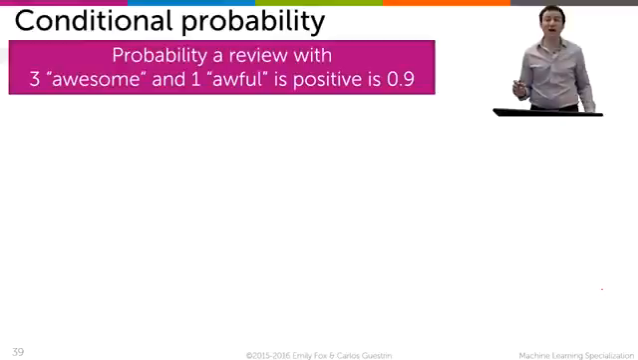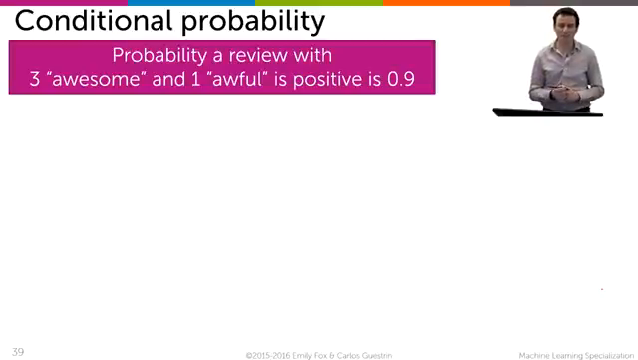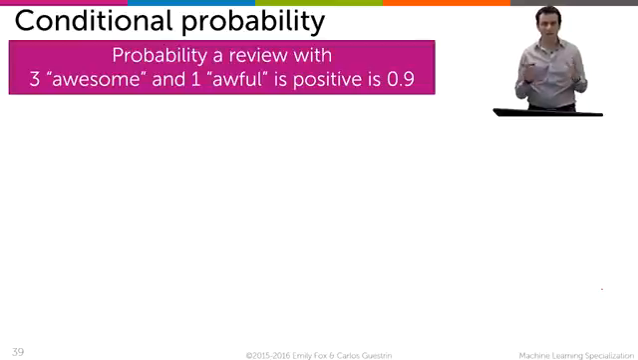Now let's talk about a slightly more advanced concept, the concept of conditional probabilities. And this is what we're going to use a lot today. So it's a good thing to review and a good thing to really keep in mind and understand. Now, a sentence here might say, the probability that a review that has 3 awesomes in it and 1 awful is positive is 0.9. So a mouthful, what does that mean?